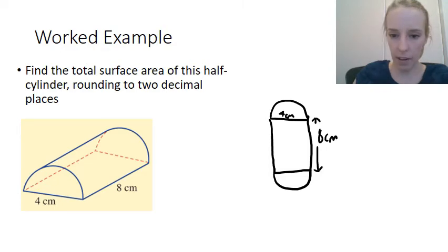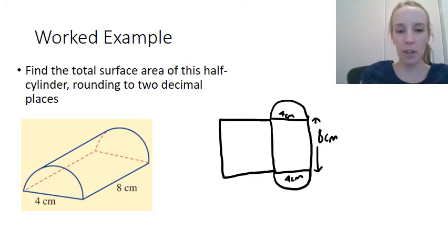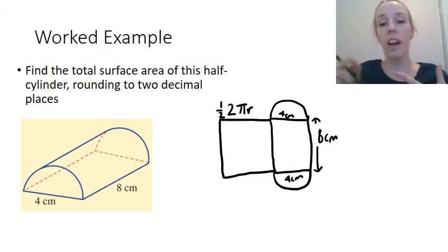Sorry, put little arrows there. This is also 4 centimeters in diameter, and then we'd also have another rectangle that comes out here, and the surface area of this one would actually be a half, because we've only got half a circle, so it's only half the circumference, half 2 pi r. So if we were to draw it out, that's what we'd have.